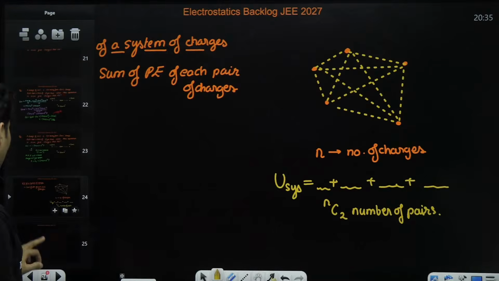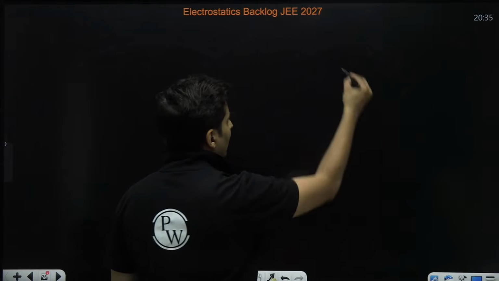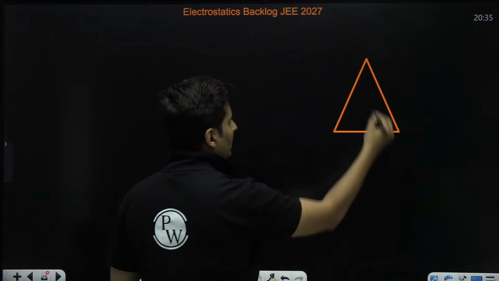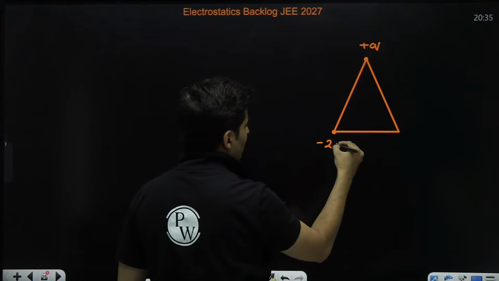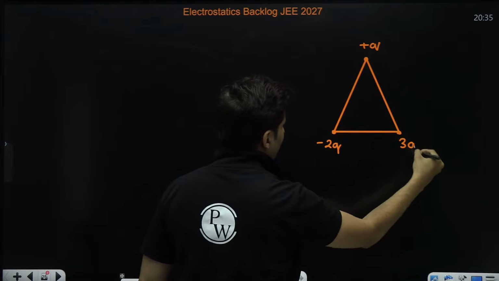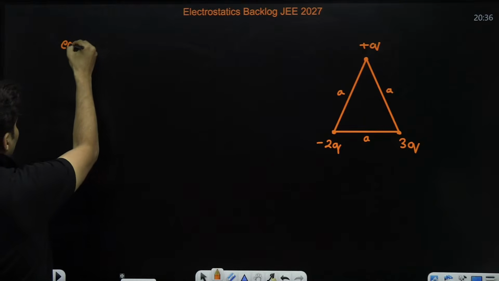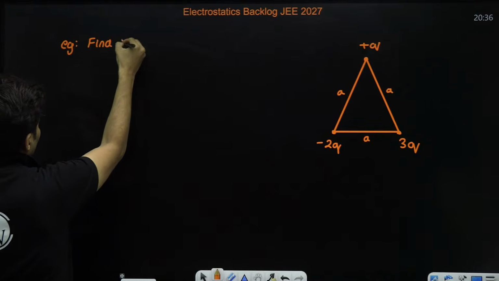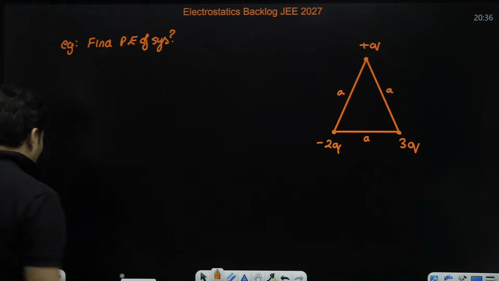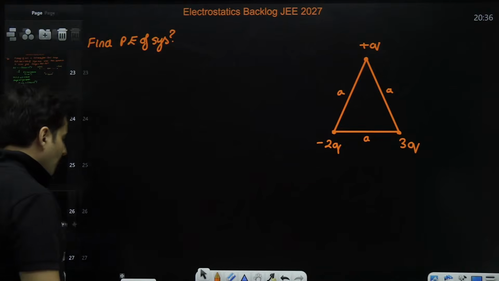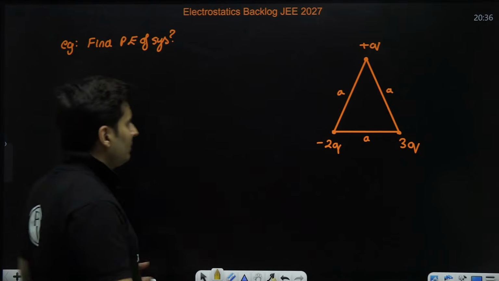All right, let's start with a triangle and then we'll go with a square. Say there is an equilateral triangle over here. This is plus q, this is minus 2q, and this is 3q. Each side is A. The question is, find the potential energy of that particular system. How do we do it? It's straightforward. Take 2 at a time and add them, nothing else.